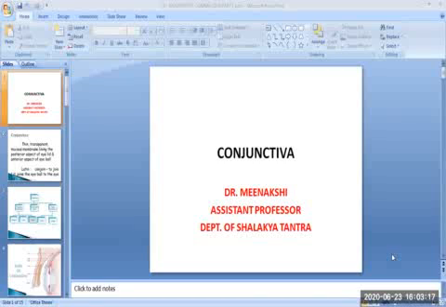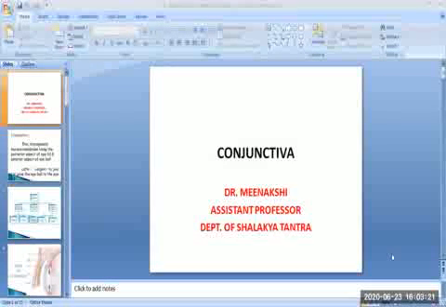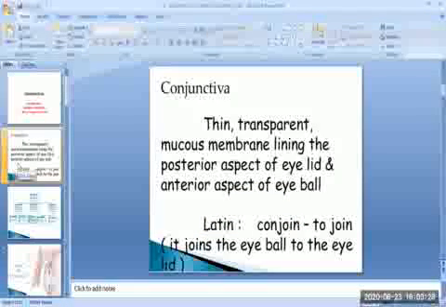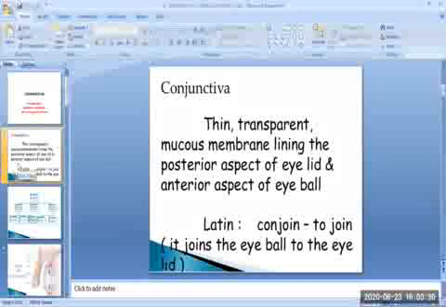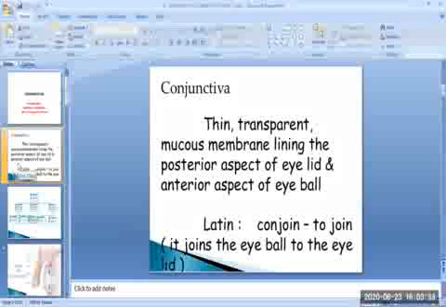Today we will discuss the anatomy of conjunctiva. We will discuss the first part of the anatomy of conjunctiva. So, what is conjunctiva? It is a thin, transparent mucous membrane lining the posterior aspect of the eyelid and the anterior aspect of the eyeball. In Latin, conjoin means to join. It joins the eyeball to the eyelid.